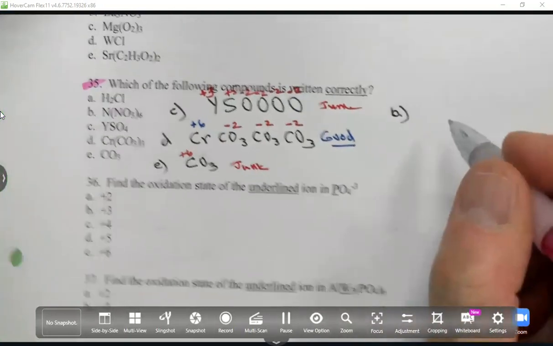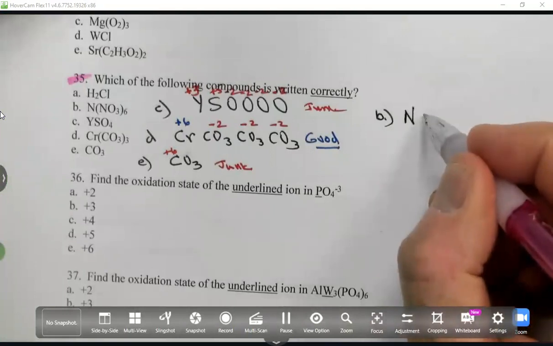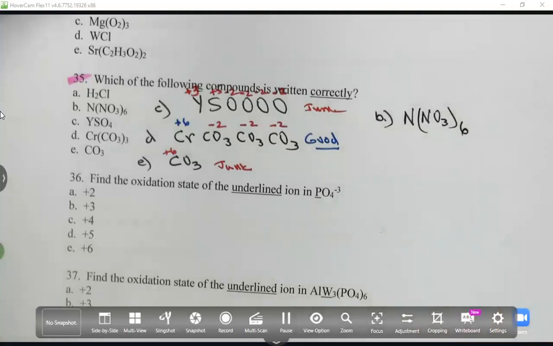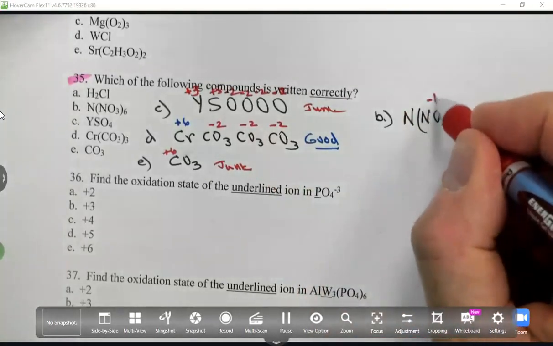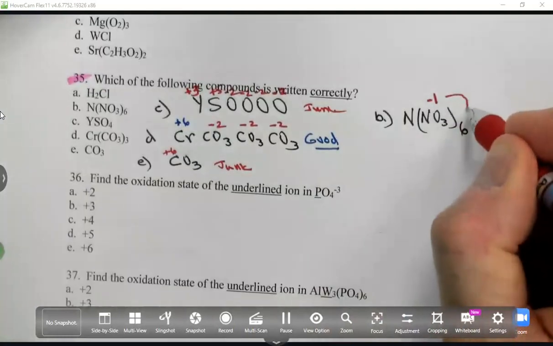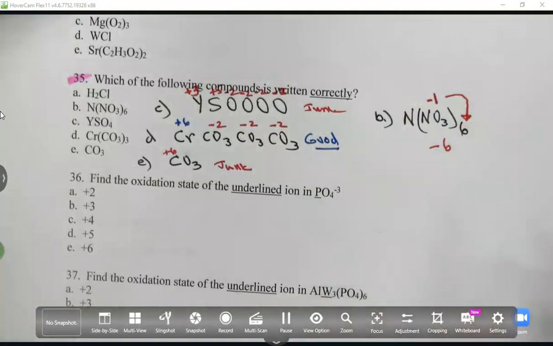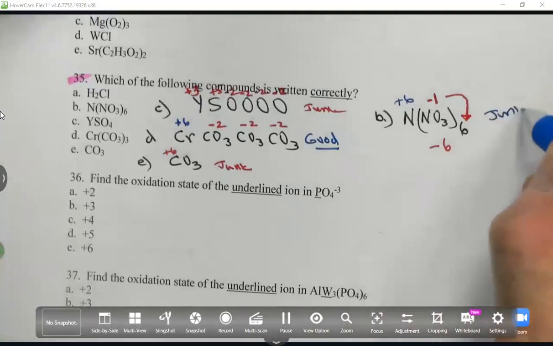Letter B, we would have nitrogen nitrate. Let's do it this way. This for sure is nitrate, which is a -1. You have 6 of them. That gives you -6. So the nitrogen would have to be a +6. And there's no nitrogen 6.